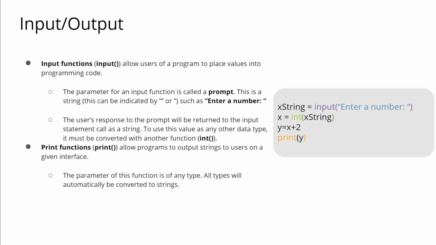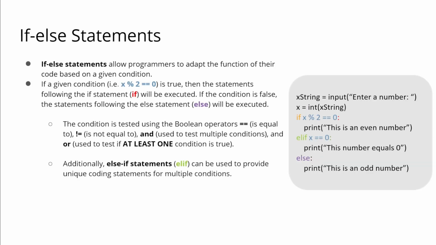Now the print function allows a program to output a string to users on a given interface. The point here is the parameter of this function is of any type. All types will be automatically converted into strings. Now every language has its own syntax for if else statements, but overall the idea is the same for all.